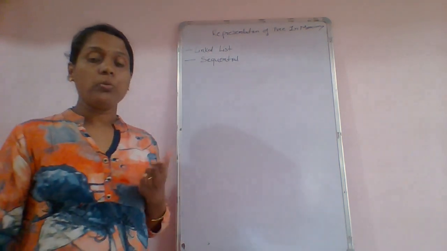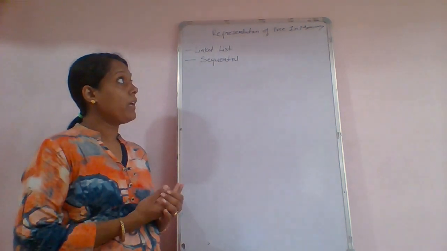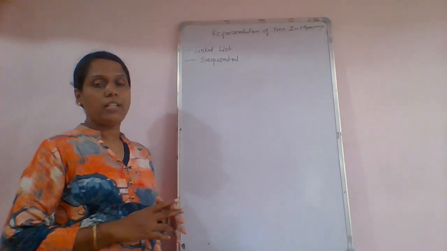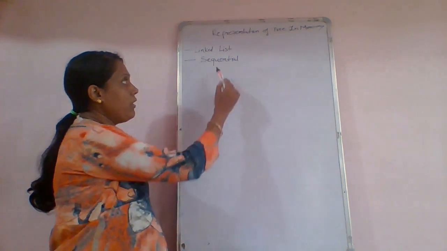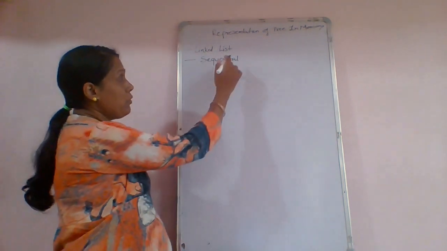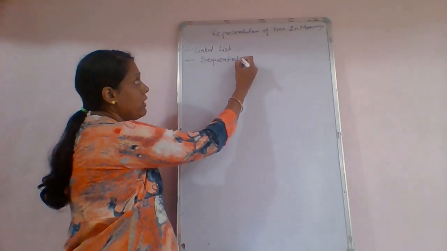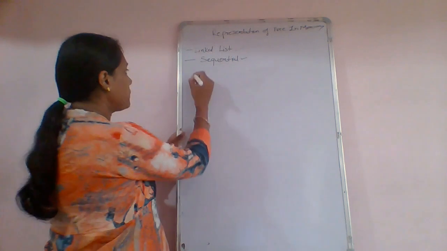Okay, so how is the tree stored in memory, or how can we store the tree data structure in memory? There are two ways in which we can store it. The first one is the linked list and the second one is the sequential. We can store the tree data structure in a linked list manner or in a sequential manner. So first we will see linked list.